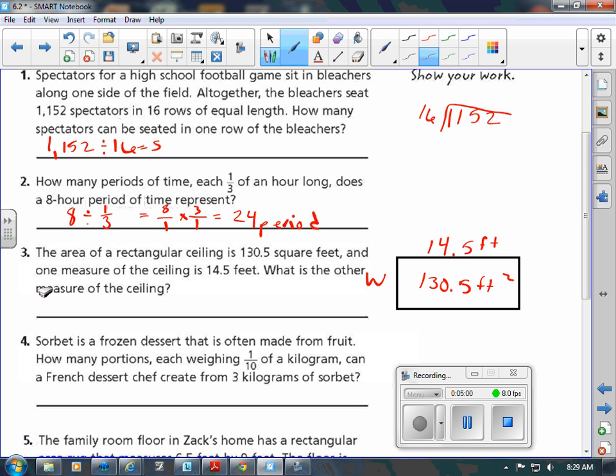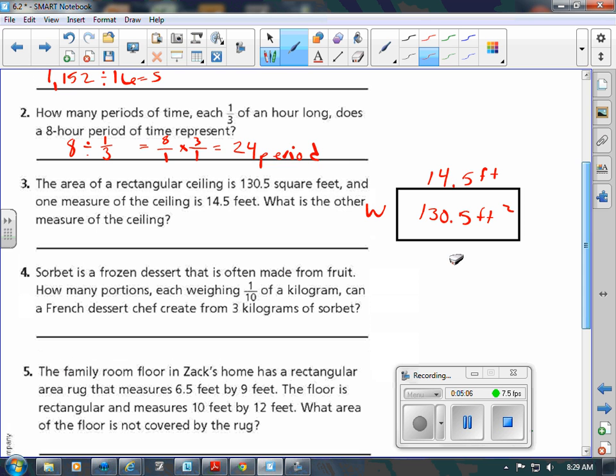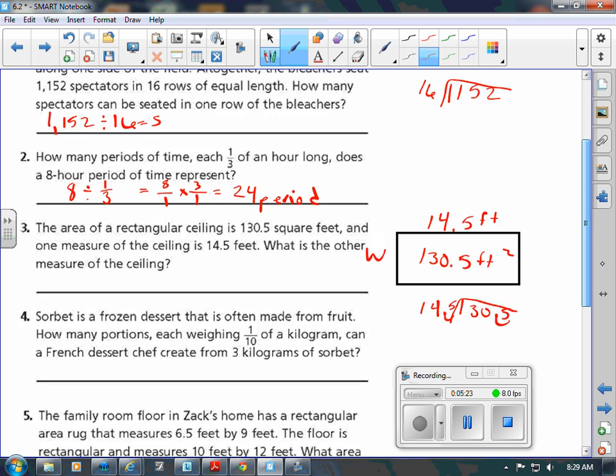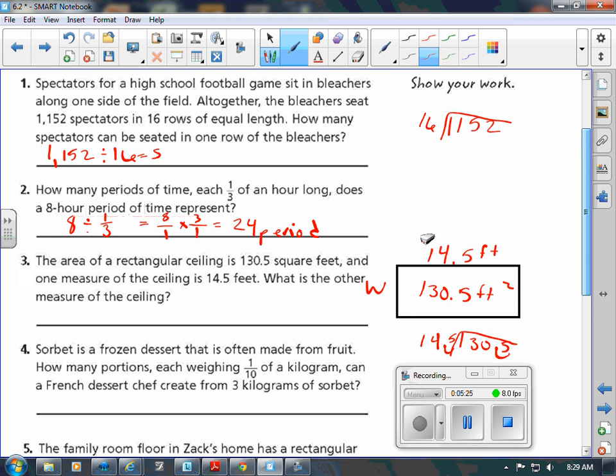But what we want to actually end up doing to solve is taking 130 and a half and dividing it by 14 and a half. Move your decimal over one spot, okay? At this point, I'd like you guys to pause the video, solve this, and solve the one above, and then come back and check your answers. So solve number 1 and number 3, and then come back and check your answers.